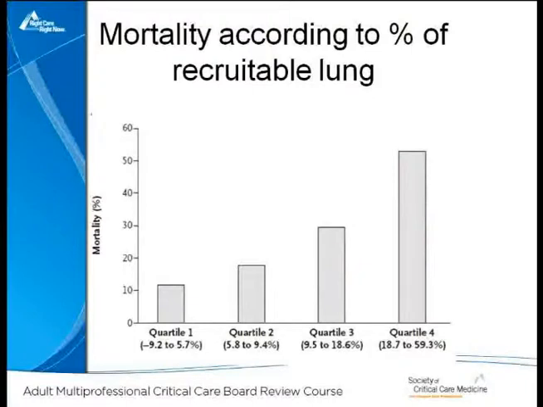I think this is a little misleading because more recruitable lung usually means you have more lung that's injured. So I'm not sure this curve doesn't really reflect the extent of the inflammation in the lung as opposed to whether or not it is recruitable. But again, these data are out there, and people talk about recruitable versus non-recruitable lung as a predictor of mortality.